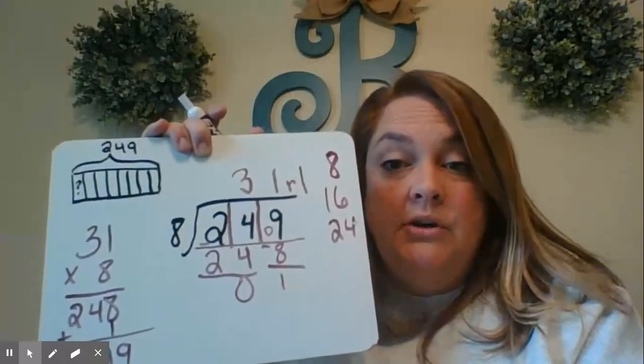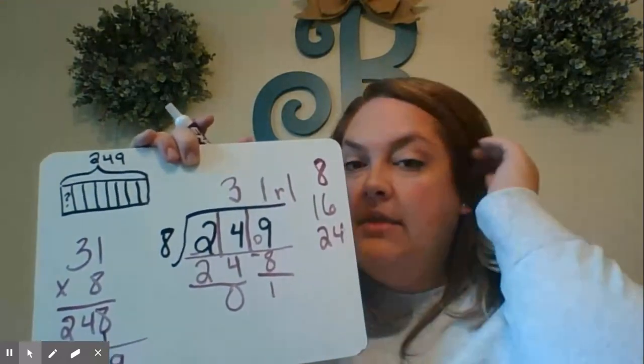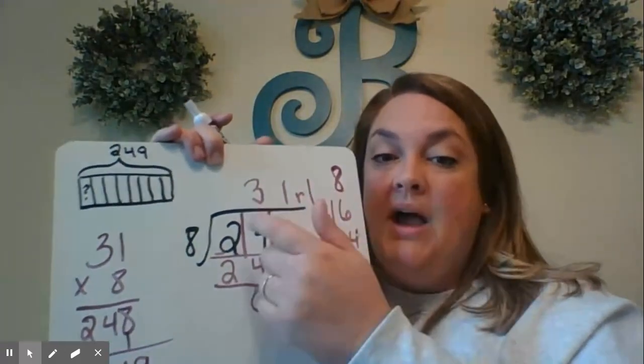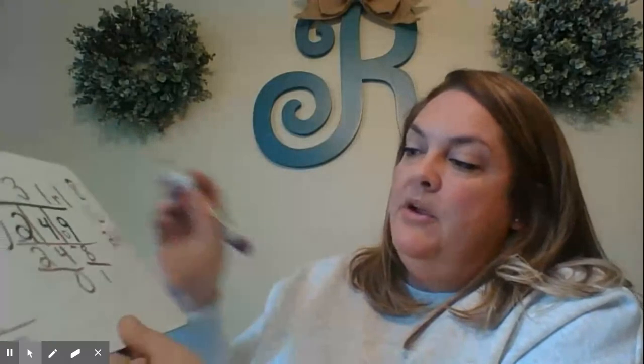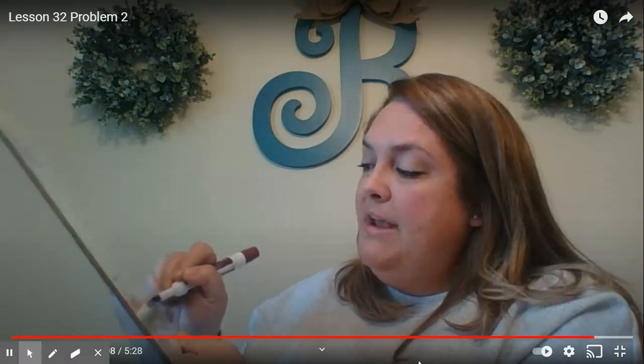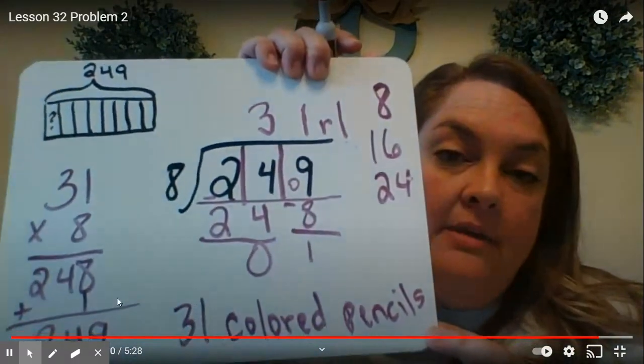Now, because our problem started with words, it ends with words. And we just said that our quotient represents how many colored pencils each student is getting. So behind this 31 remainder 1, I'm running out of room there, so I'll just write it down. 31. I'm going to ignore the remainder because I don't need to put 31 remainder 1 colored pencils because that doesn't really make sense. The question said, how many colored pencils does each student get? And each student is going to get 31 colored pencils. So in this problem, I would ignore the remainder and not add it on because it's not important.